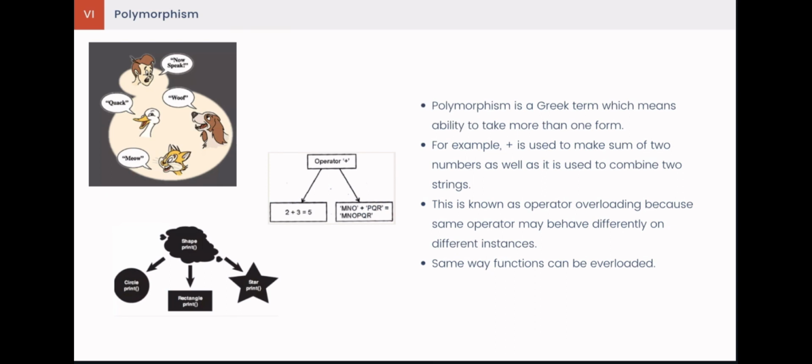Polymorphism is a Greek term which means the ability to take more than one form. For example, plus is used to make the sum of two numbers, as well as to combine two strings. This is known as operator overloading because the same operator may behave differently on different instances. In the same way, functions can be overloaded. For example, a sum function may take two arguments or three arguments, and a single function can print different objects.